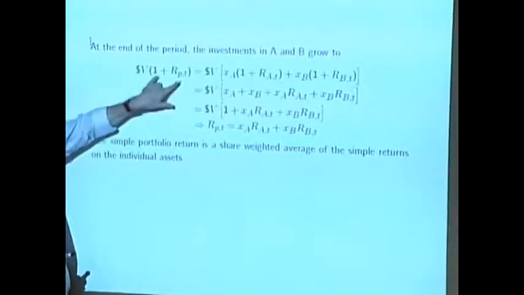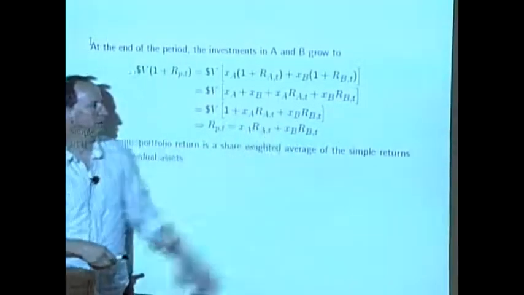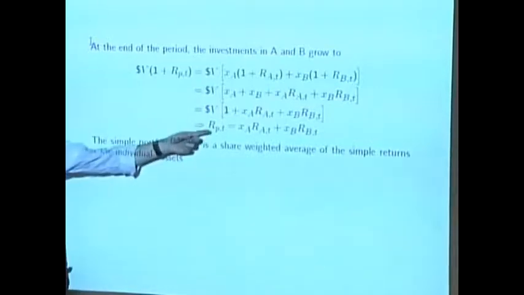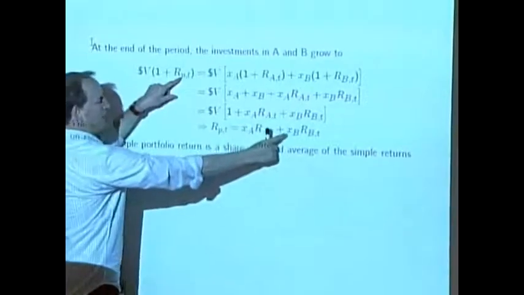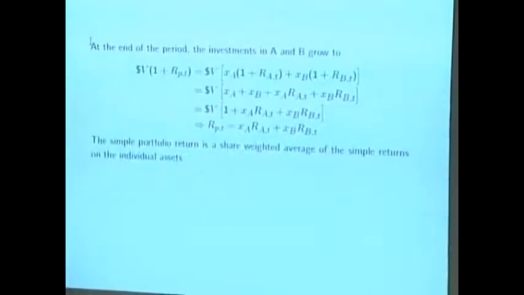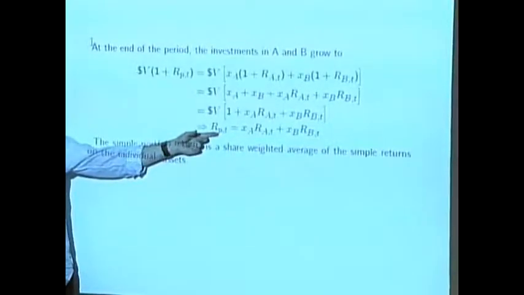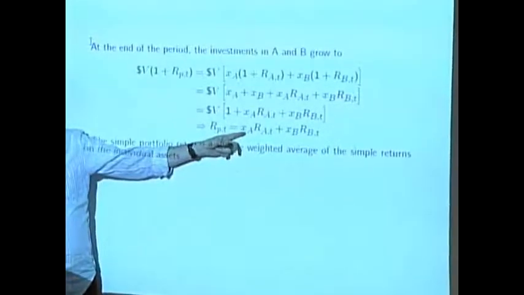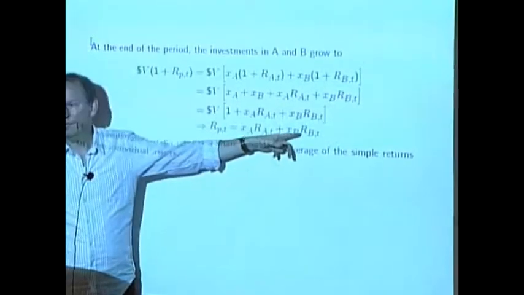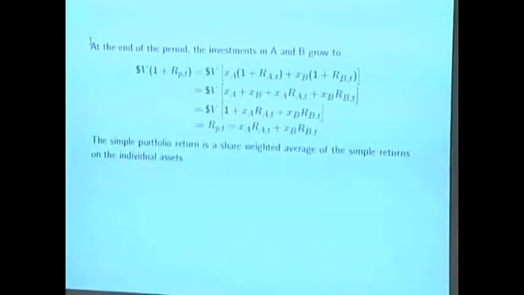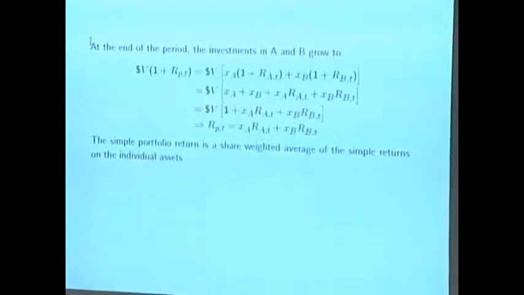So we see that the future value of our portfolio is equal to V times (1 + xA rA + xB rB). So this looks just like this, where the return on the portfolio is xA rA + xB rB. So we have this very nice result that when we have a portfolio of assets, the rate of return on the portfolio is how much you invest in asset A times the rate of return on asset A, plus how much you invest in asset B times the rate of return on asset B. So rates of return on portfolios are linear combinations of rates of return on the individual securities. That's a nice result.